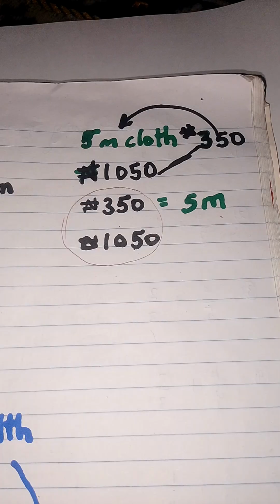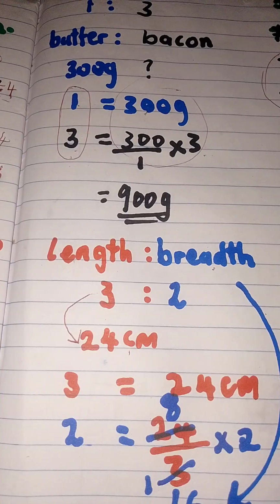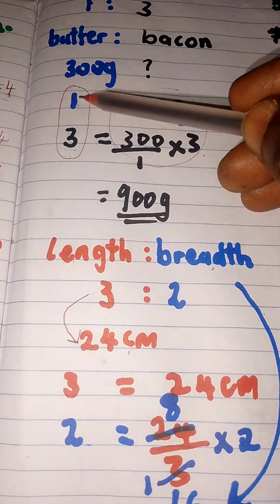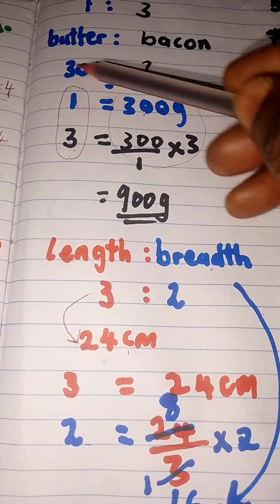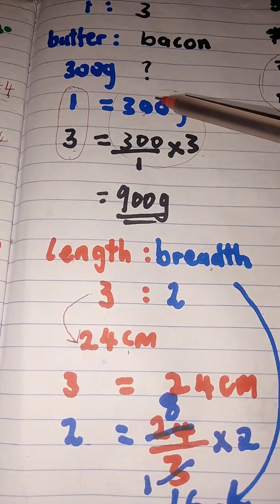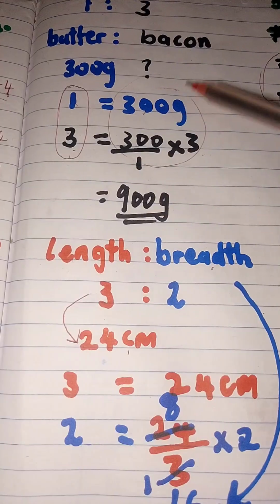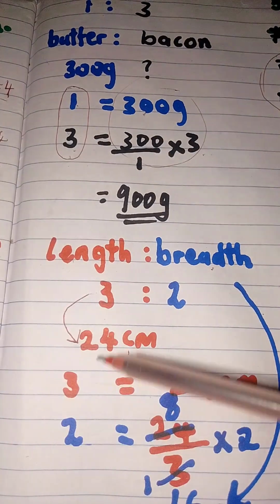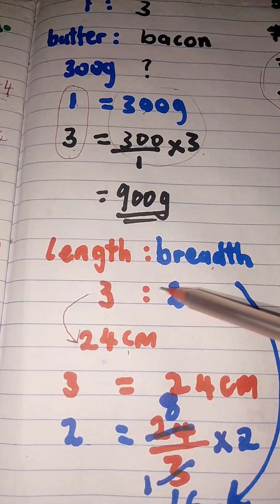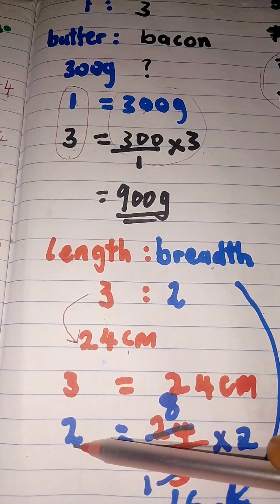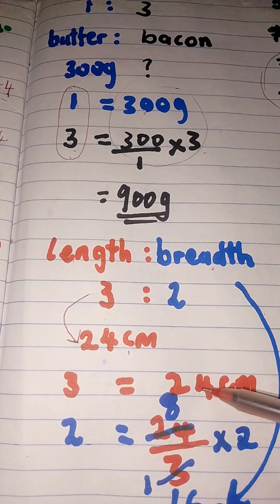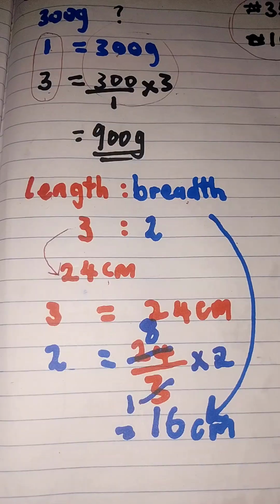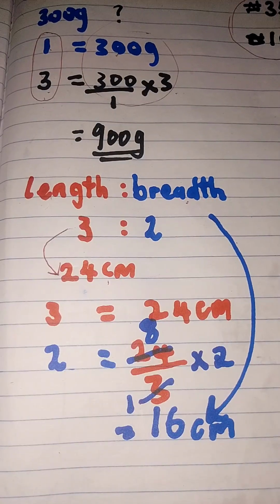Yes, you see the ratios at one side, ratio 1 and 3, ratio 1 and 3 at one side, and then the grams at the other. We didn't swap it, the same thing. The ratio 3 is to 2, 3 is to 2, while the measurements are 24 centimeters and 16 centimeters. That's why we're doing the cloth question like that.